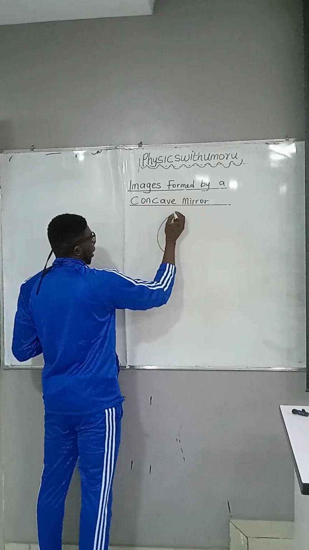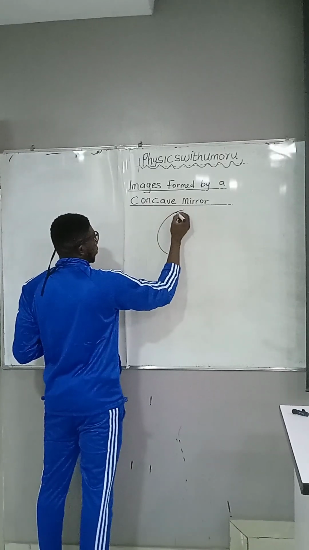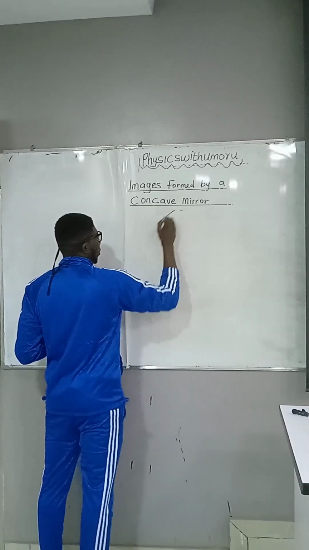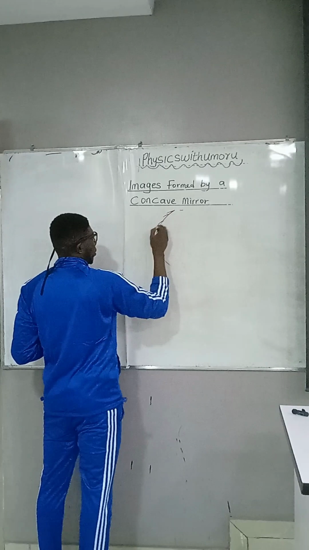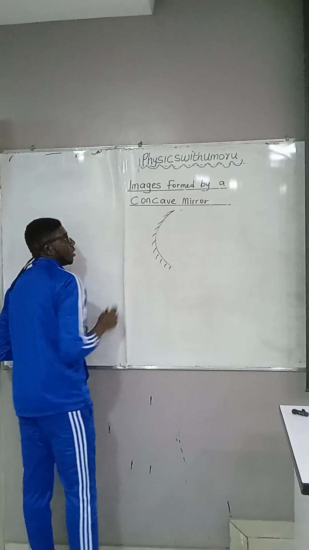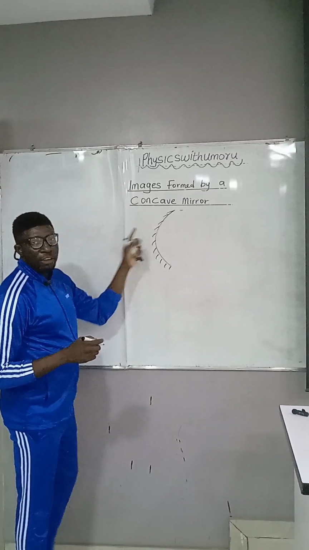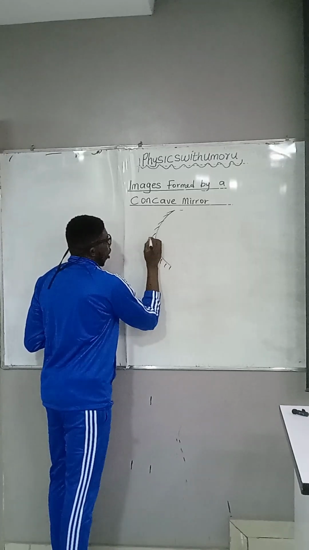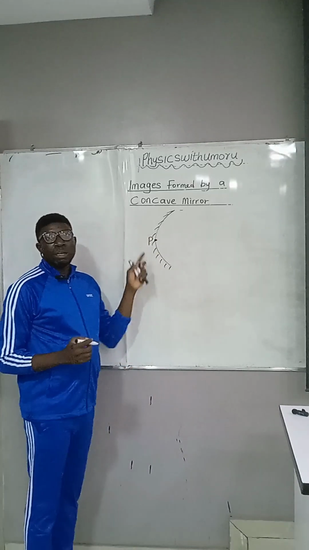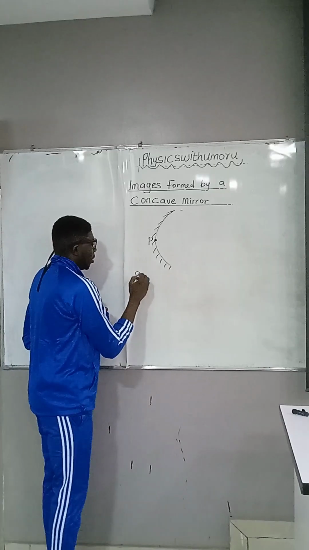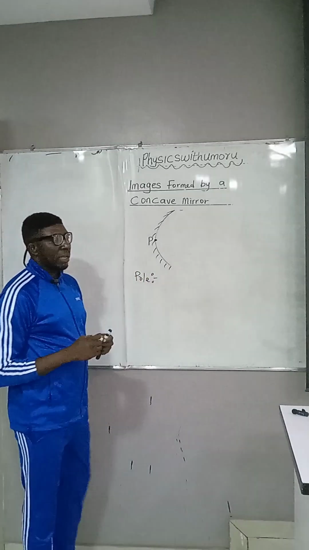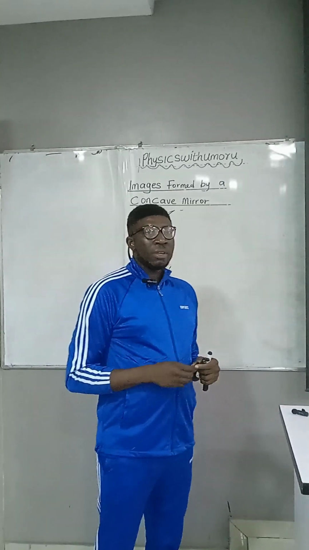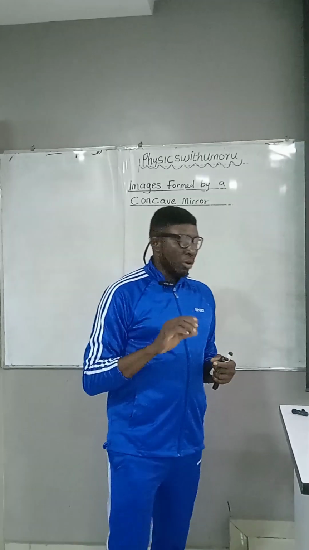So if this is to be a concave mirror, this part here, which I call P, will represent the pole. The pole. And what is the pole? The pole simply represents the center of what? Of the concave mirror. It is the center of the mirror, of the curved mirror.